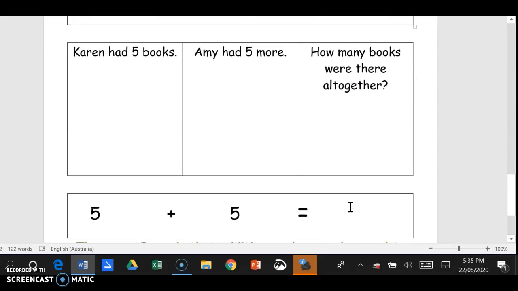Last one. Karen had 5 books. Amy had 5 more. How many books were there all together? Karen had 5 books. There's the first 5. Amy had another 5. There's the second 5. How many books all together? I know I have to add these two numbers together. 5 plus 5 equals 10. So there were 10 books all together. And I can draw the books in there as well to help me to count.